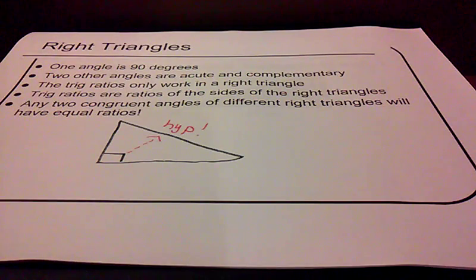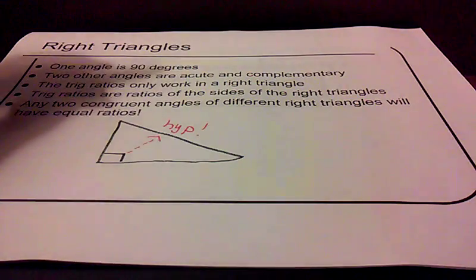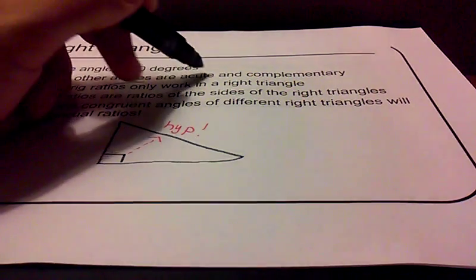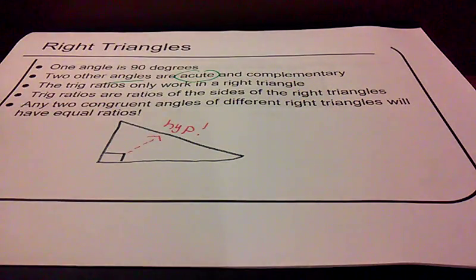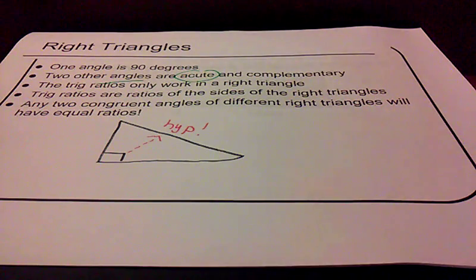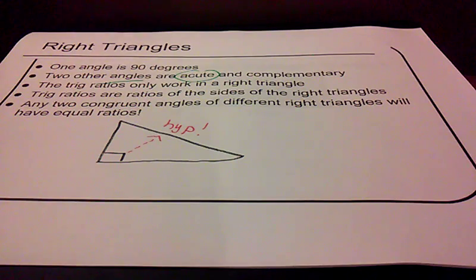Another thing that's very crucial is that if you have one 90-degree angle in the right triangle, then the other two angles are acute and they are complementary, meaning that the other two angles also add up to give you 90. Because remember, a triangle has 180 degrees in it.